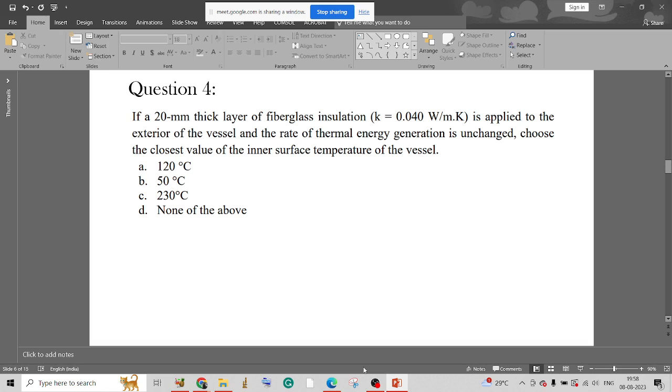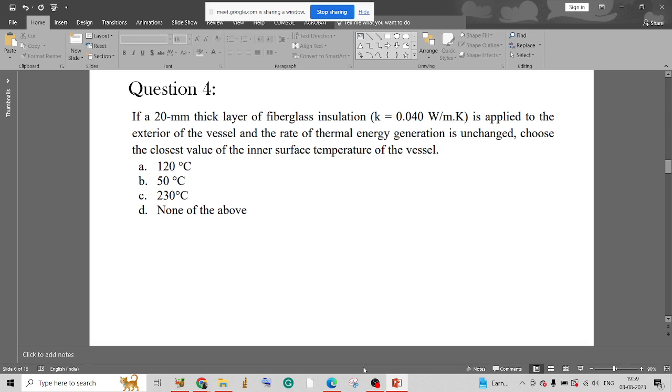So what will the equation be? We know that Q is equal to TS1 minus T infinite upon total resistance, right? So TS1 we can write as T infinite plus Q times the resistance, which is 1 by 4 pi kW times 1 upon R1 minus 1 upon R2, plus 1 upon 4 pi Ki. What is Ki? This is the insulation thermal conductivity, that is 0.04.